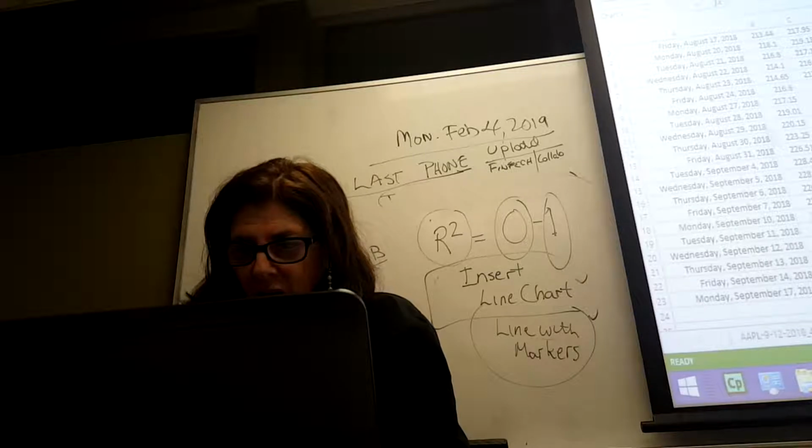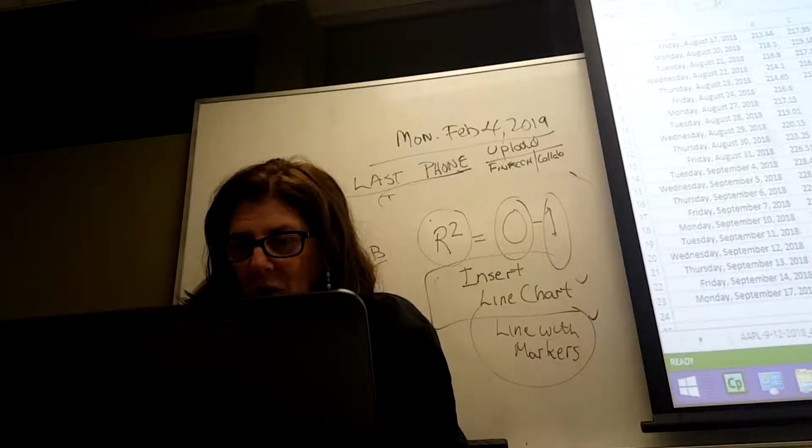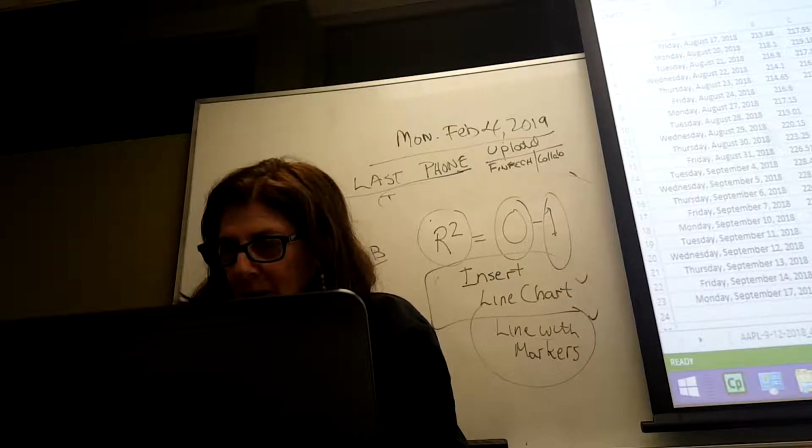Right? I formatted my trend line already. Now what do I want to do? I want to pick what? Polynomial. And at what level of polynomial do I want to pick?